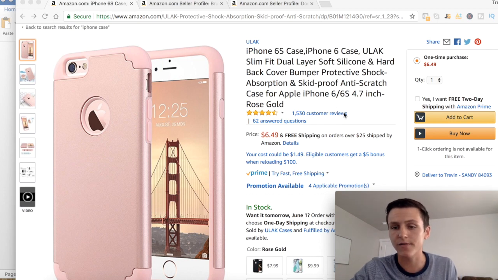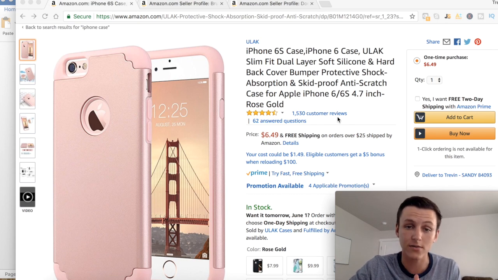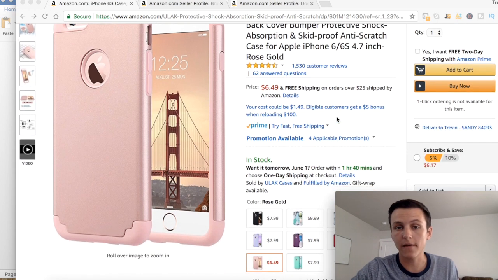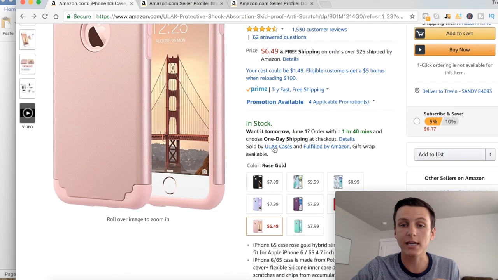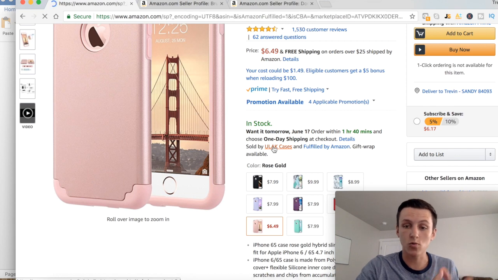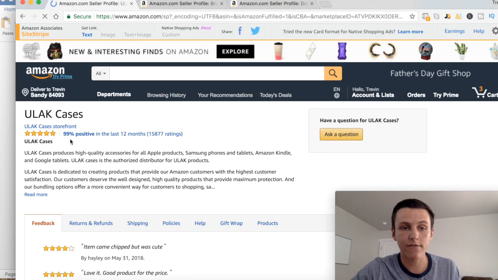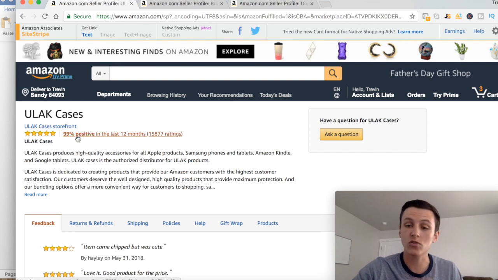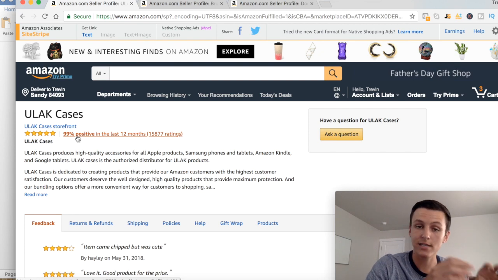Right here, the customer reviews: if someone does leave negative feedback on your customer reviews, it's very difficult to get it deleted unless it's against Amazon's guidelines and there's vulgarity, or it's not even related to the product, or sometimes you can prove that it was your competition. You can get it deleted, but it's very difficult, okay? So for this video, I'm going to show you how you can get your store's feedback up to 100%. Right here we have 99% positive feedback, and this is the actual storefront of ULAC cases. So this isn't talking about the product, this is talking about their actual store.